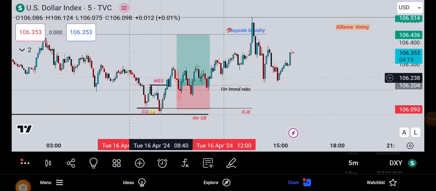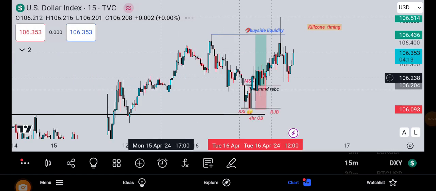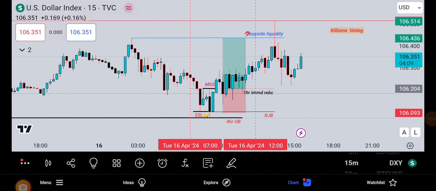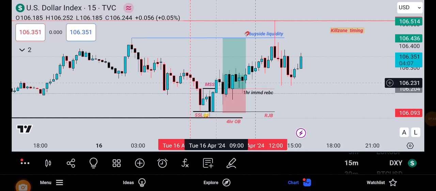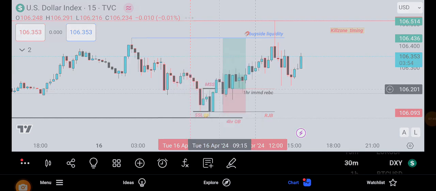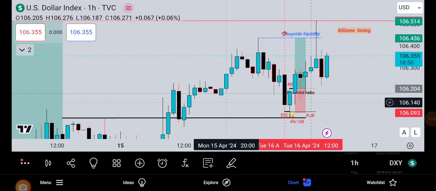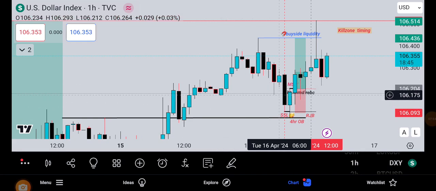the 5 minutes. Then inside the 15 minutes, what I observed is we have this fair value gap that has been formed. You can see from this candle's high to this candle's low, we have this fair value gap, and that's where I based my entry. That was my entry level, and this entry level was also aligned with this 1 hour immediate rebalance.